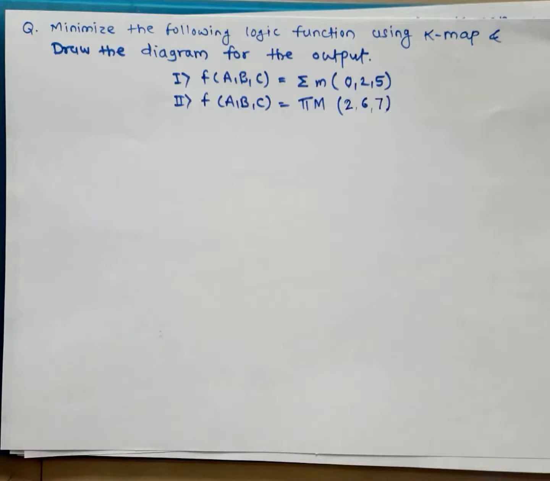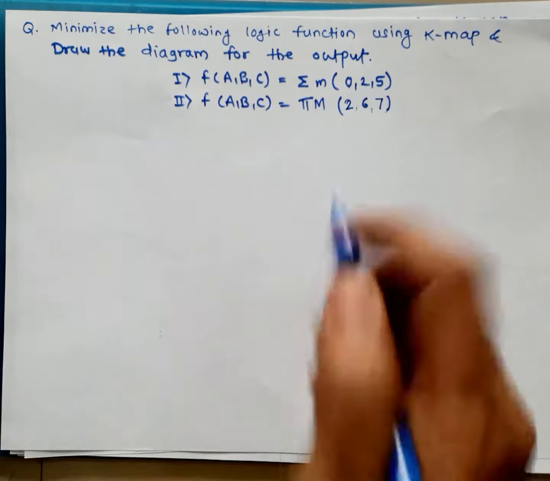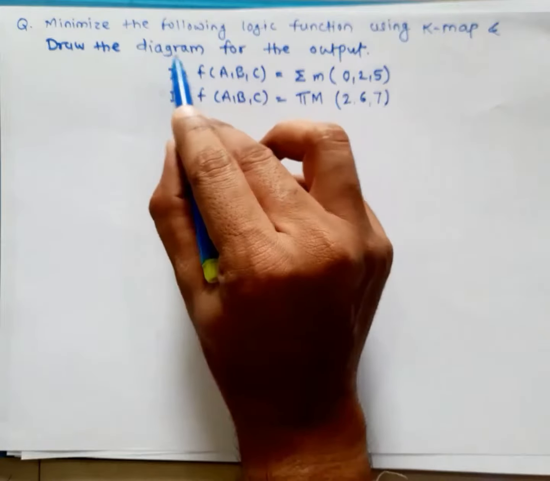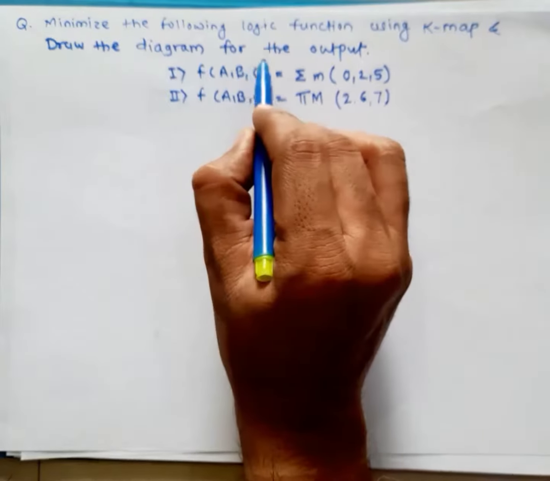Good morning, friends. Today we'll minimize the logical function by using a K-map. Now here two functions are given in these questions. We want to minimize these two functions. After minimization, whatever the output equation, for that output equation we need to design the circuit diagram.